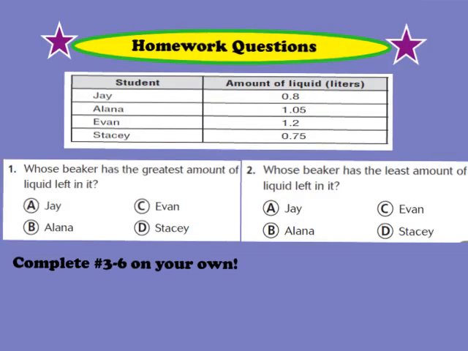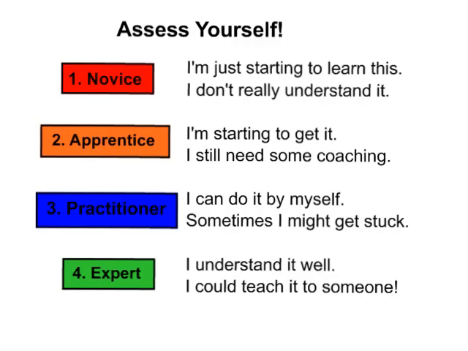Now, let's take a look at your homework questions for tonight. I would like you to complete question number 1 and question number 2, as well as numbers 3 through 6. And these homework questions can be found on page 58 in your Go Math workbook. Now, don't forget, somewhere on your homework page I want you to let me know, do you feel like you're number 1 a novice, number 2 an apprentice, number 3 a practitioner, or number 4 an expert?